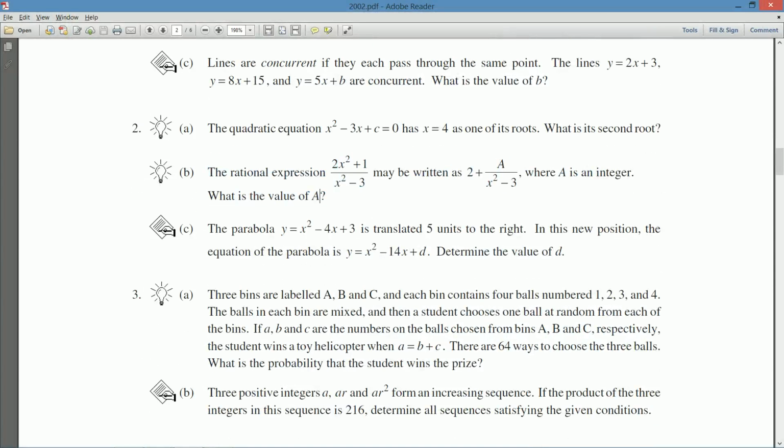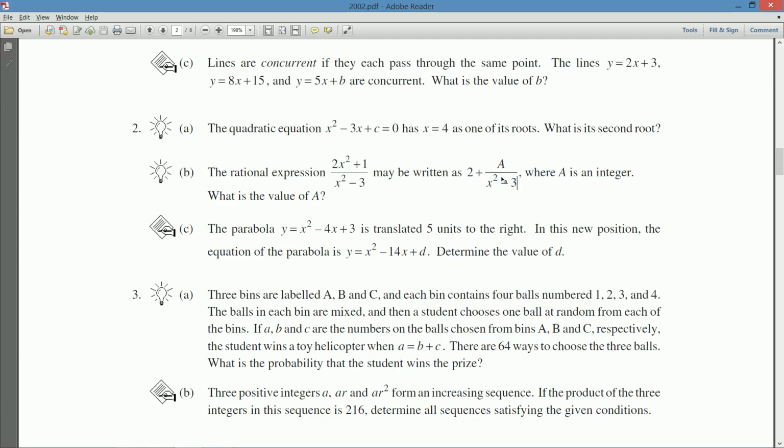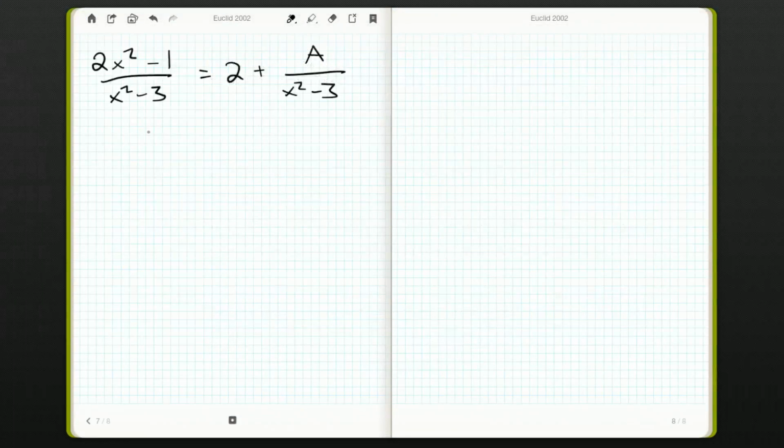Okay, so if we have one expression that can be written as another, that's another way of saying these two expressions are equal. So we're going to keep our a in there, and we're just going to set these two equal. So it's (2x squared plus 1) over (x squared minus 3), equal to 2 plus a over (x squared minus 3). Actually, my mistake, let me double check that. So these have to be equal.